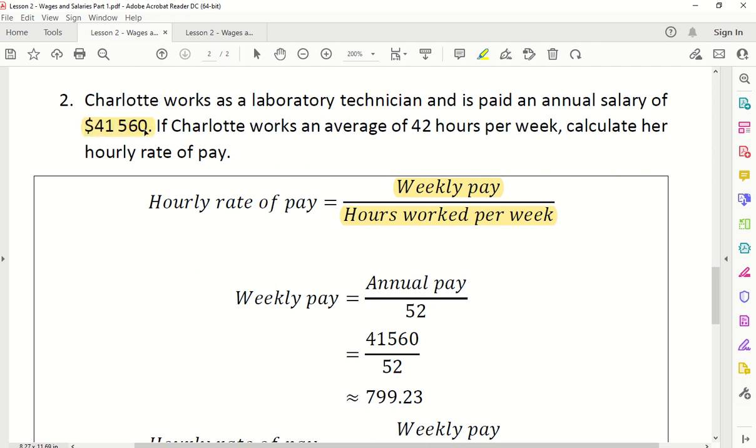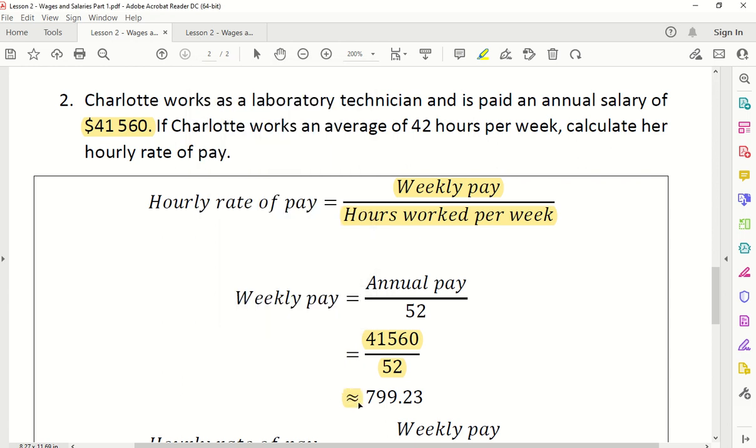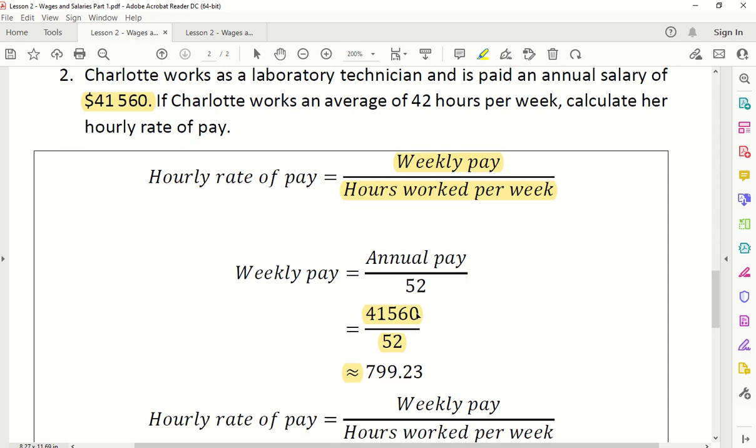It's $41,560. So 41,560 divided by 52 weeks in a year. Now, when I input that in my calculator, as you can see, I don't get a nice, neat number. So I've had to round my answer to the nearest cent. Note how I've used this little squiggly equals here. That means approximately equal to. So if you're ever rounding your answer, you should be using that, especially now that you're in year 11.